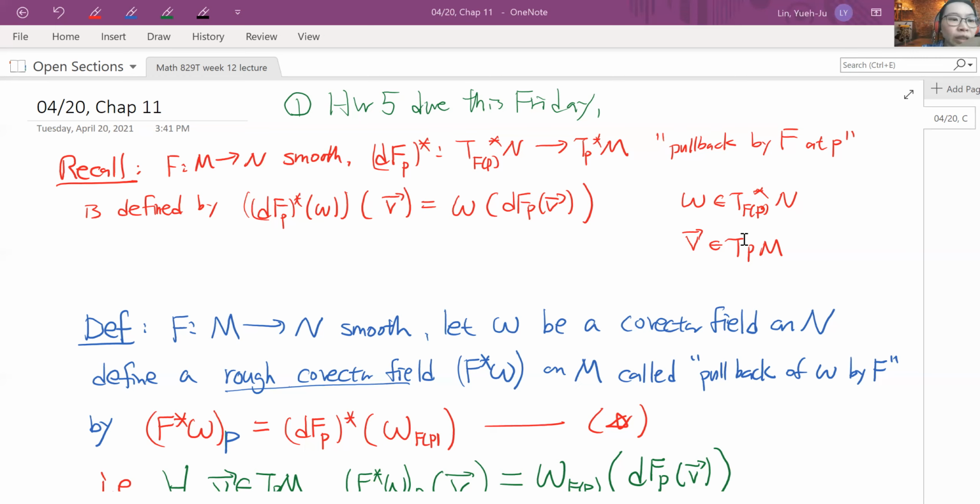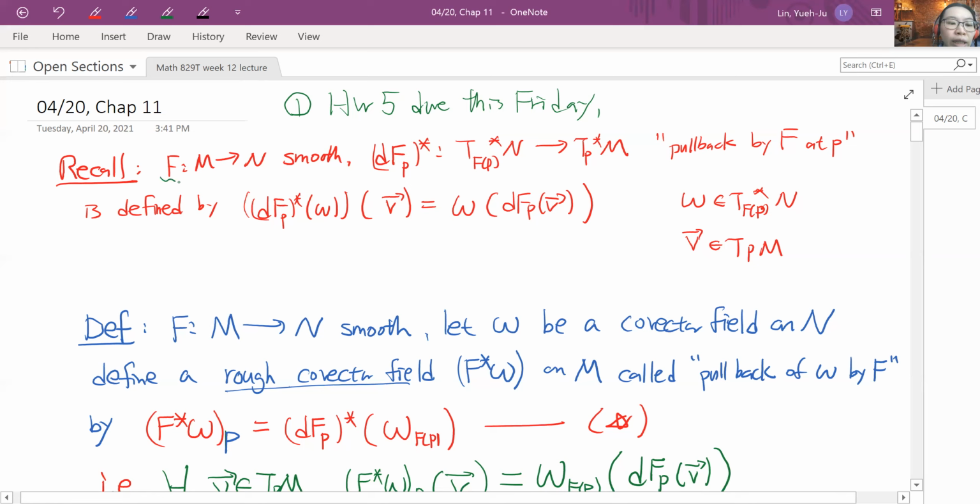So first let's recall what it means to pull back a covector field. The only difference between a covector field and a covector is that if you evaluate a covector field at a point, then it assigns you a covector. So first we need to know how to pull back a covector, then we can pull back a covector field. We saw this last time, but since it's been over the weekend, I want to recall this definition.